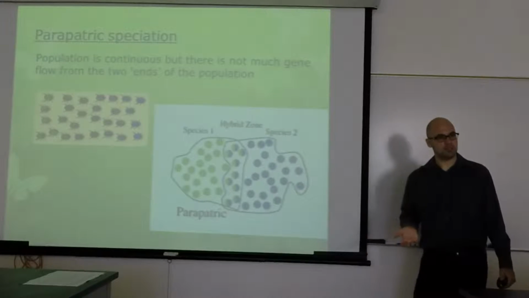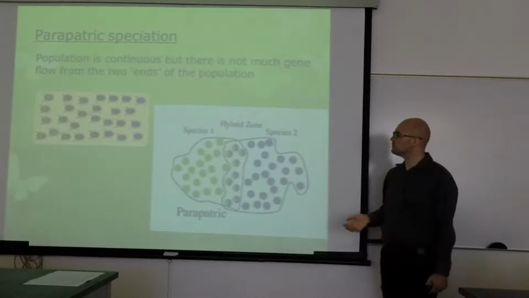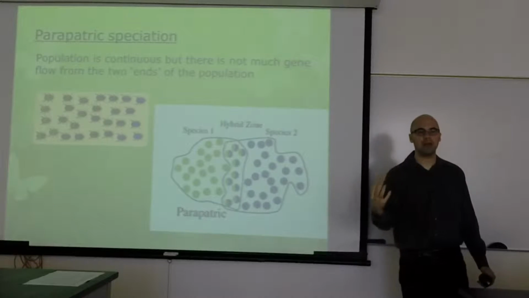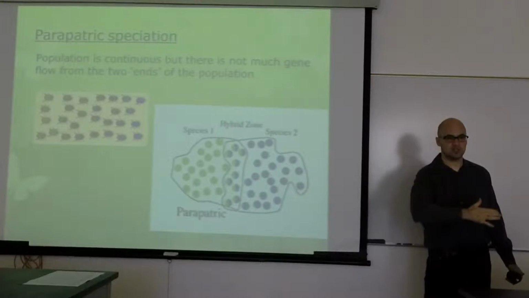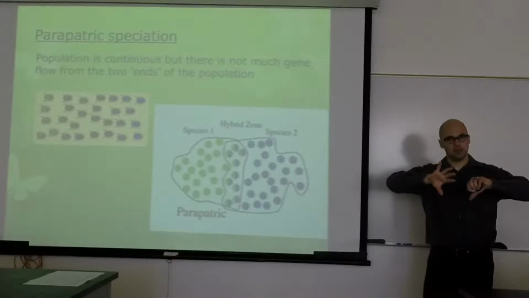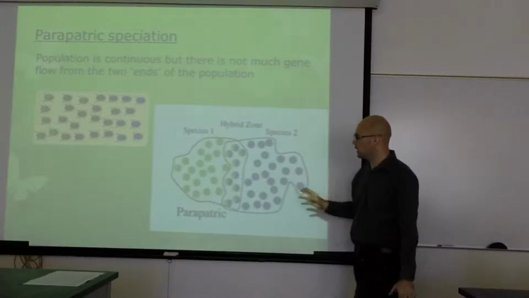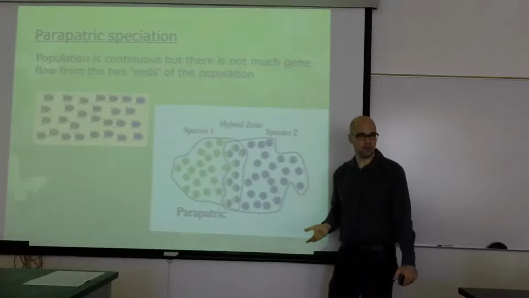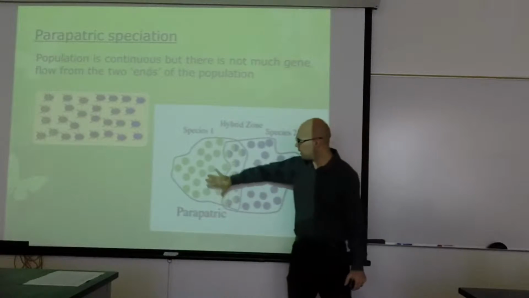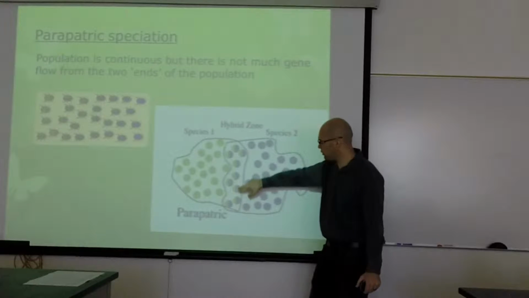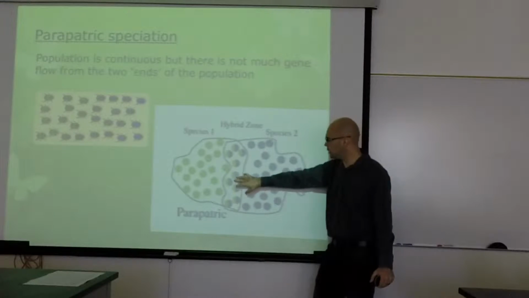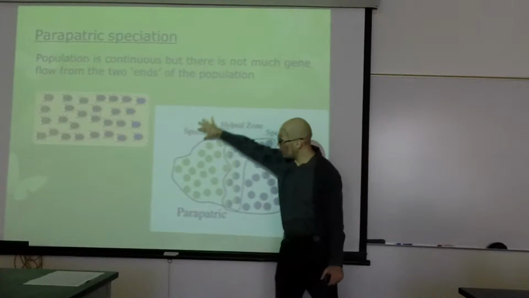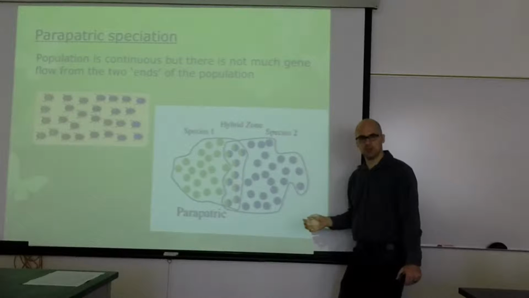The next type of speciation is parapatric speciation. This is when the population is continuous, so there's not a physical barrier that separates the two populations. So they're one population. However, the ones on the ends cannot interbreed with each other. So here we have this one species that can interbreed with the ones in the middle, and then you can have these ones that interbreed with these ones here, but the blue and the green cannot interbreed with each other.